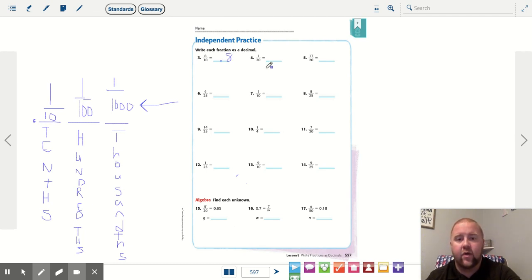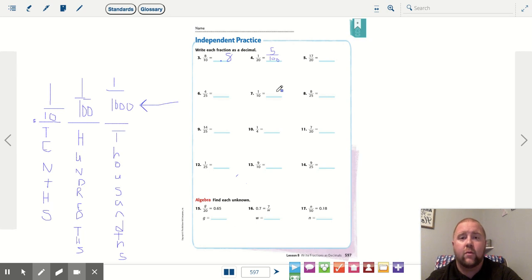The next one, though, we've got 1 over 20. If I could get from 20 to 10, I could divide by 2 and get there, but I can't divide my numerator by 2, so that's not going to work. So how do I get from 20 to 100? 20, 40, 60, 80, 100. I multiply it by 5. So if I multiply the denominator by 5 to get 100 as my denominator, I have to multiply my numerator by 5 as well to get 5 over 100.